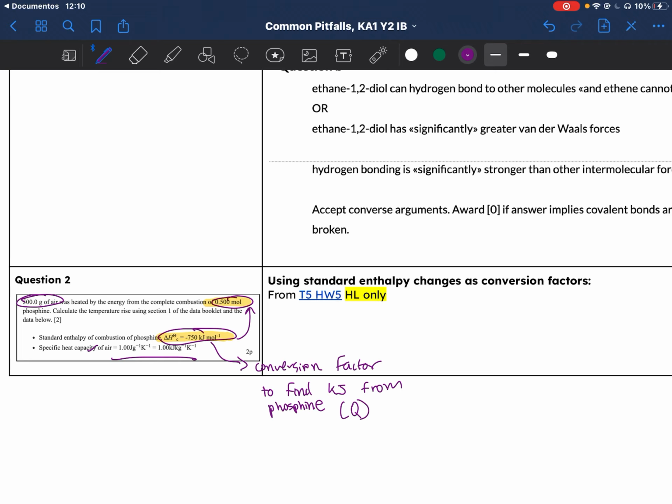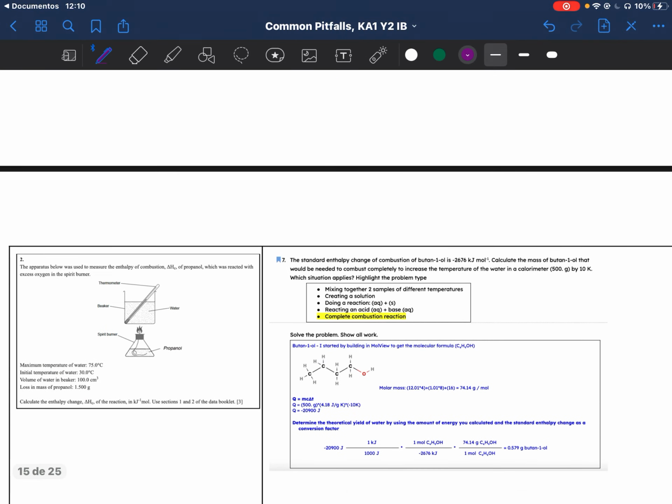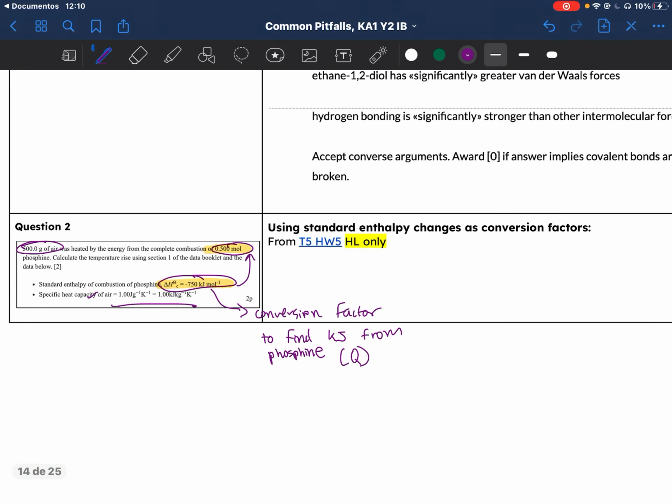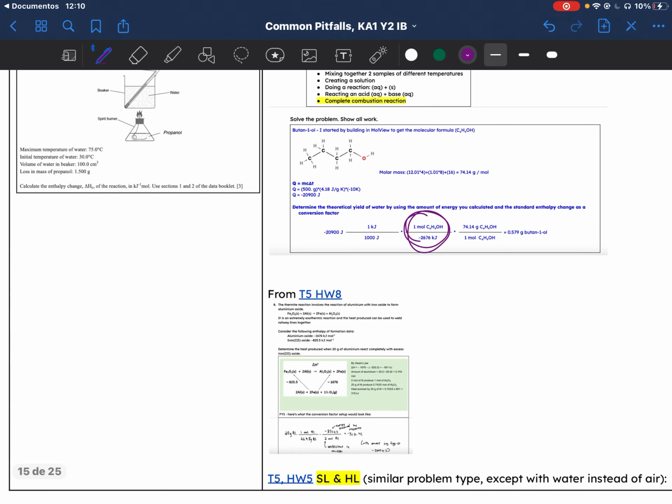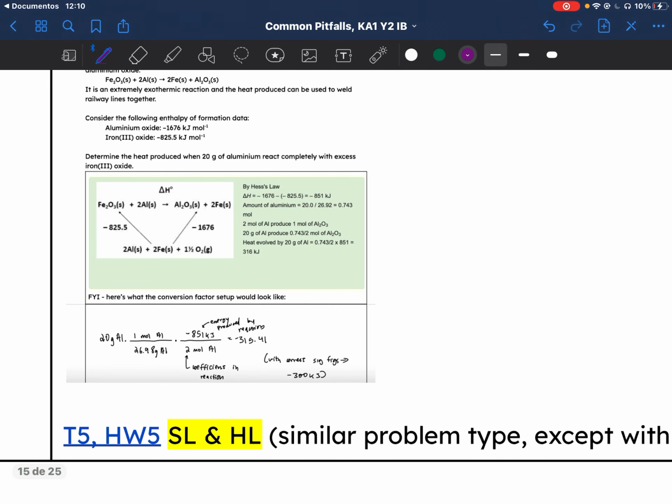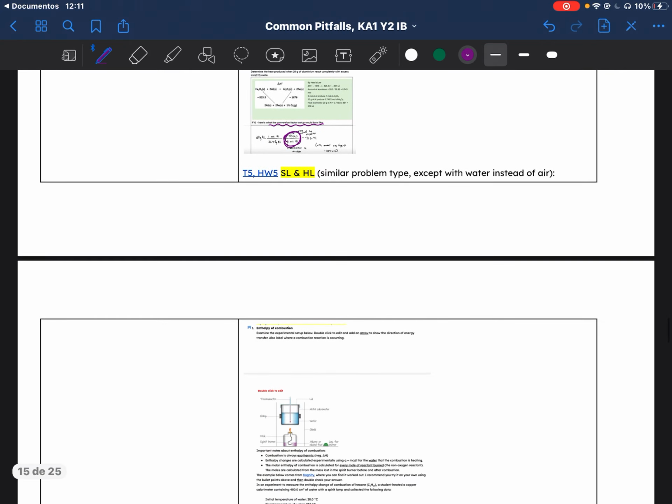So to find Q, we saw that idea of using the standard enthalpy values as conversion factors a couple times. We saw that here in question 7 in T5 homework 5. We also saw it in T5 homework 8. We saw that idea of using a conversion factor. And I even wrote, here's what the conversion factor setup would look like. And we used the energy that we'd found from the reaction as a conversion factor. So that should have felt familiar.